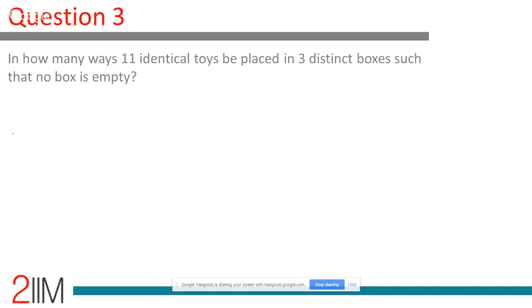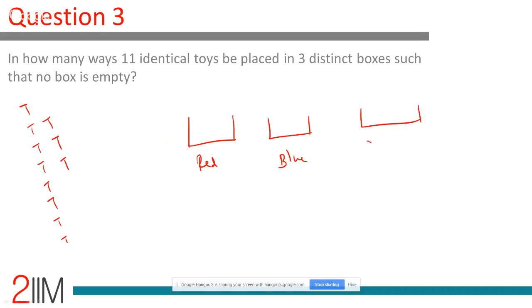Try this one. In how many ways can 11 identical toys be placed in three distinct boxes such that no box is empty? Identical toys, 11 of them. 1, 2, 3, 4, 5, 6, 7, 8, 9, 10, 11. I'm not calling them A, B, C, D till K. I'm calling all of them as T. Into three distinct boxes. So there's a red box, blue box, green box.